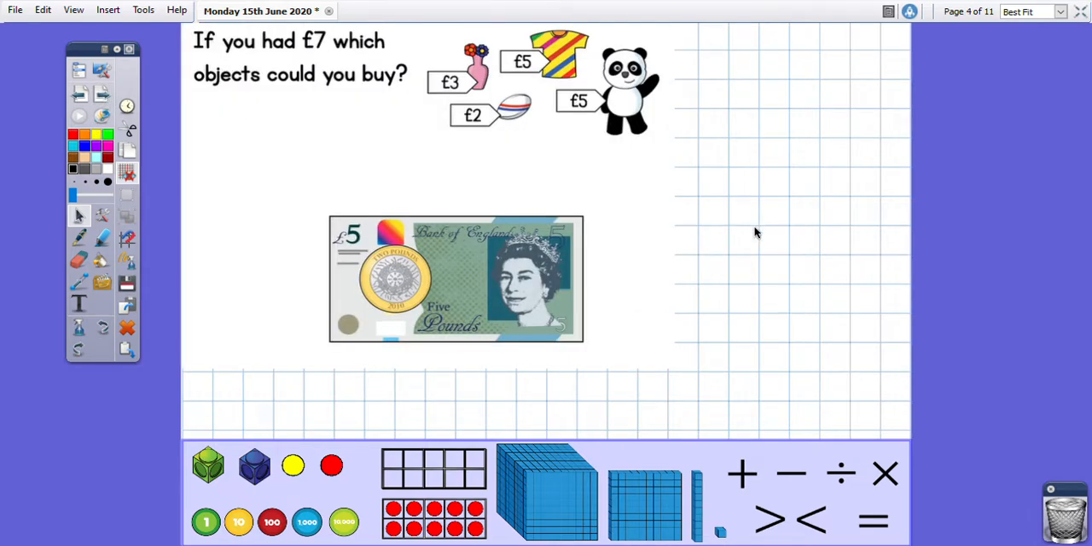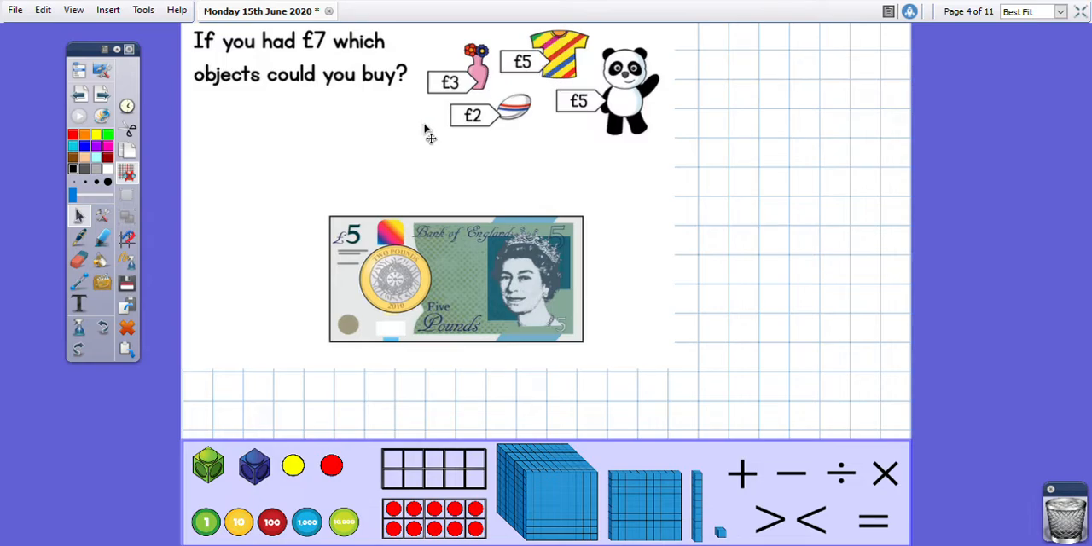If you had £7, which objects could you buy? So you need to find the total of objects which can make £7. This is what we call trial and error. You can go through and try the t-shirt with all of the things, the panda with everything, the ball with everything, the vase with everything, which is absolutely fine. Or you can use your number bonds to 7.